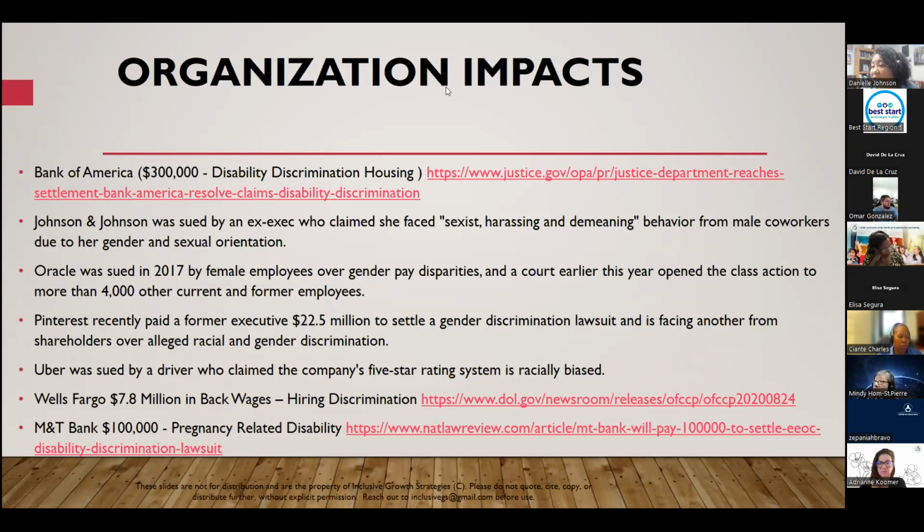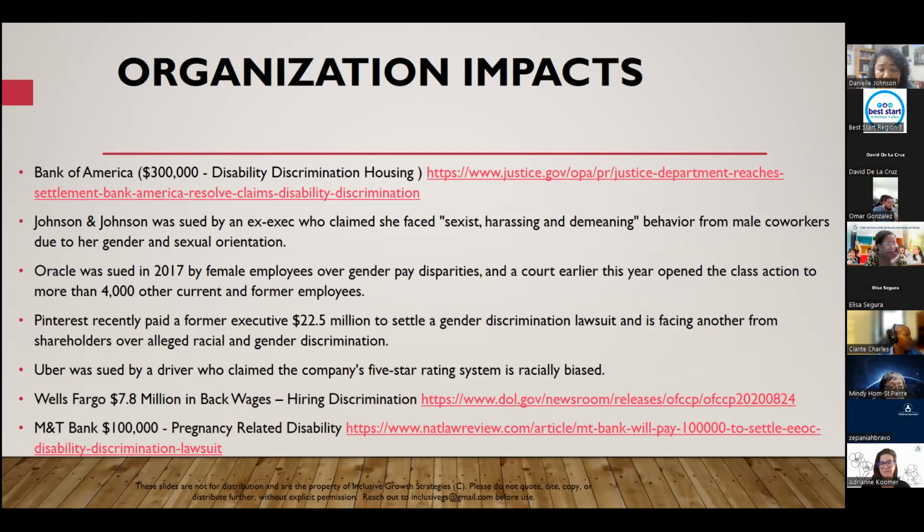When we think about the organizational impacts, right, you can have a loss of dollars when you don't lean into DEI. Well, what can that look like? Bank of America, not too long ago, a $300,000 disability discrimination housing case. They were alleged to have refused to issue mortgages to individuals with disabilities who were under guardianship or conservatorship. So a settlement was reached for the bank to maintain the new non-discriminatory loan underwriting policy. So they had to change a policy. They had to review how they were working in their loans.